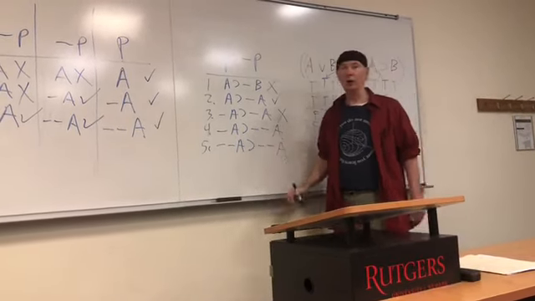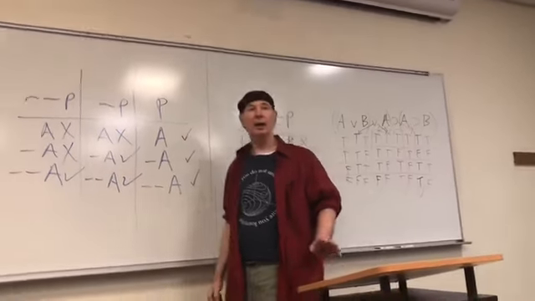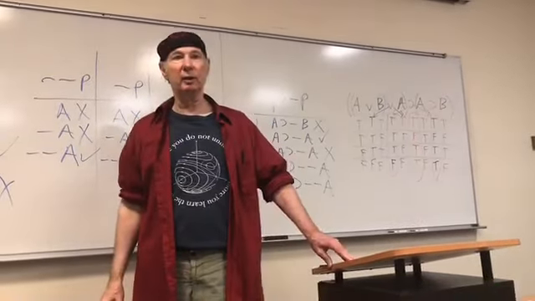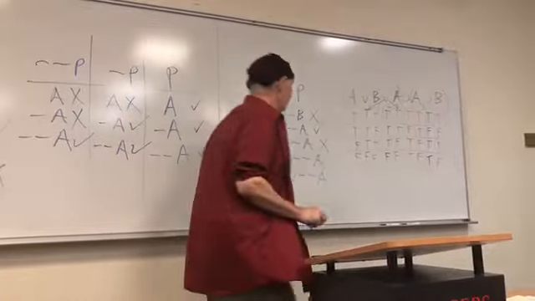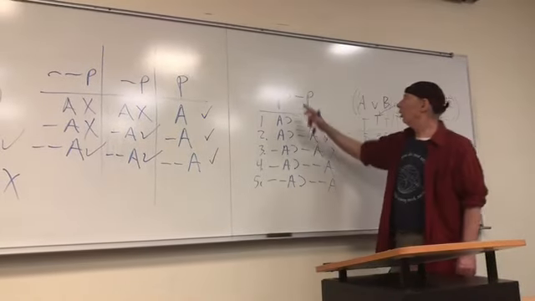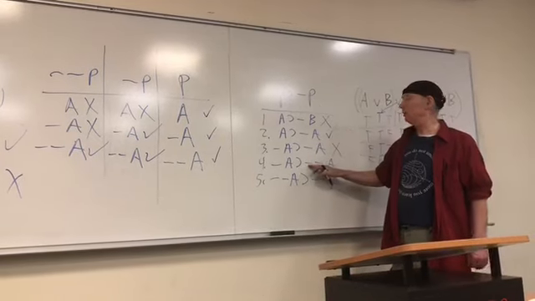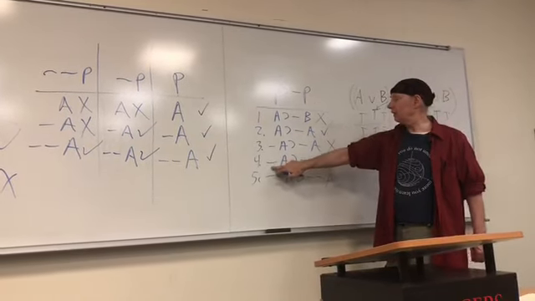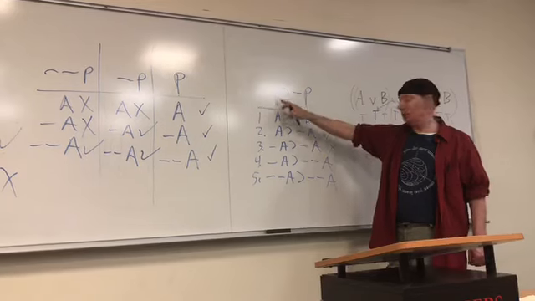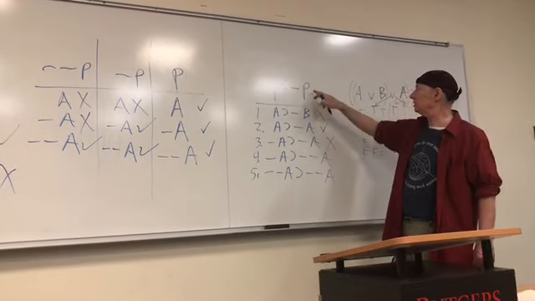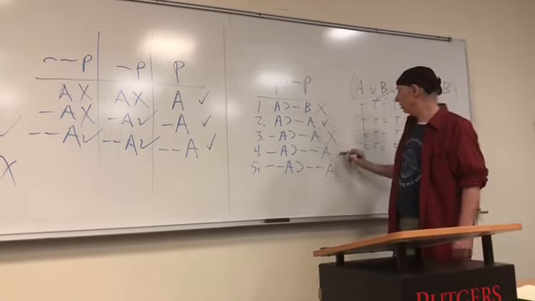Okay, sentence 4. Squiggle A horseshoe squiggle squiggle A. Horseshoe, horseshoe, good. Squiggle, squiggle, good. Squiggle A goes into the first occurrence. Squiggle A goes into the second occurrence. Good.